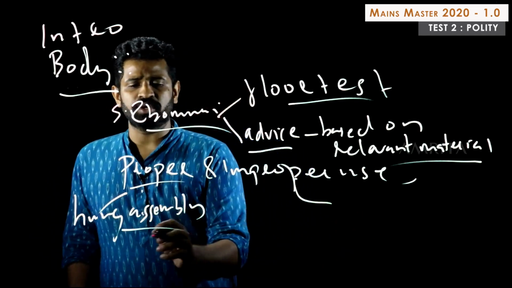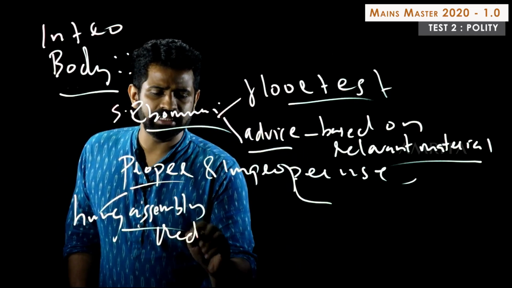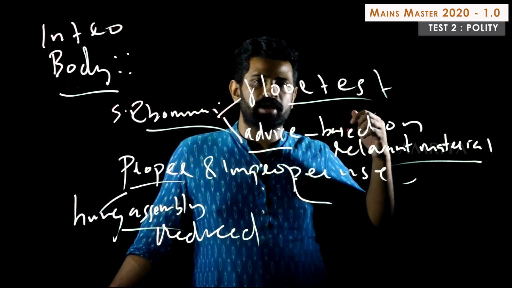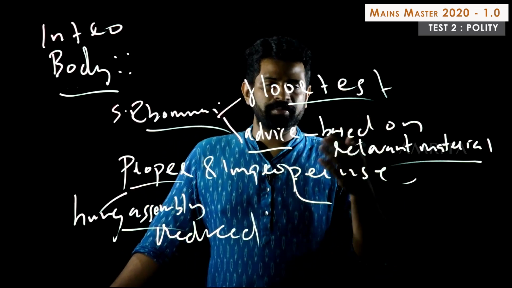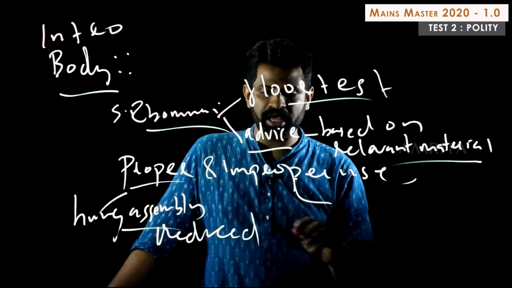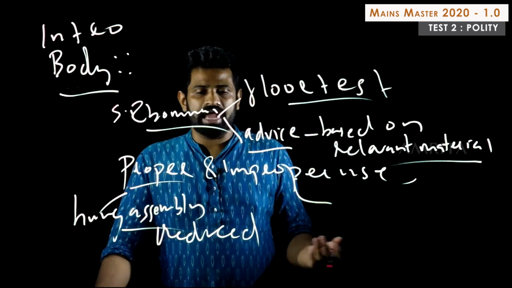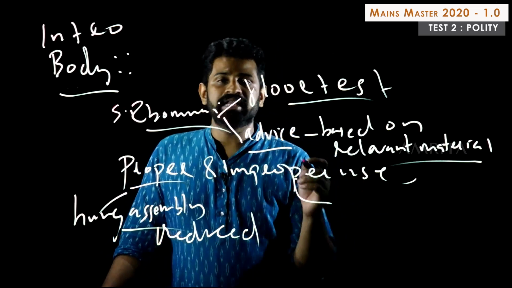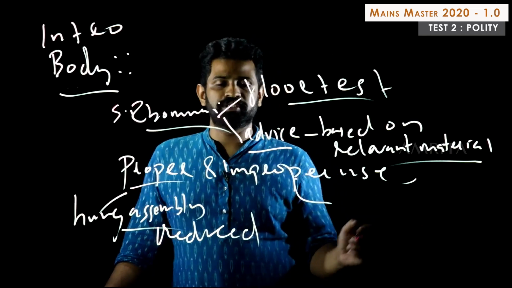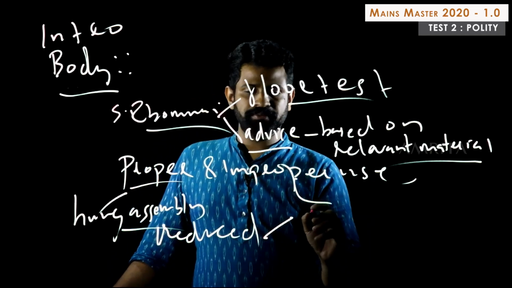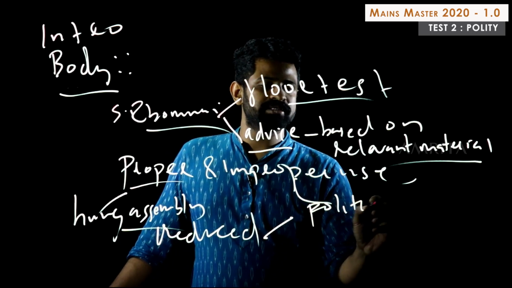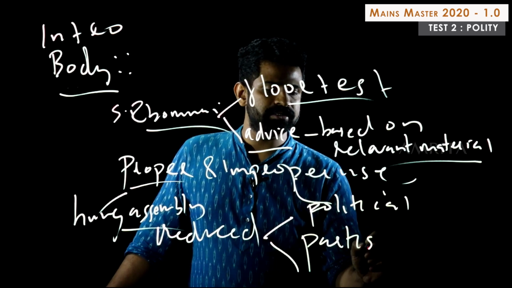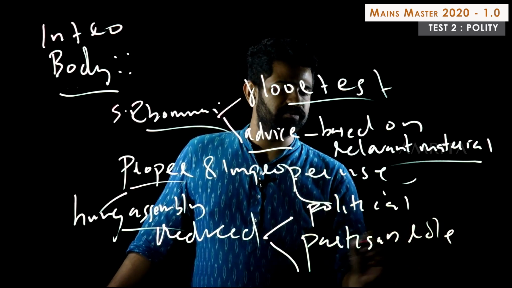Then you could say that this reduced the instances of misuse, but recent examples of improper use of Article 356 in Arunachal Pradesh, Karnataka, etc. amply show that it still continues. The reason for the continuation of misuse could be attributed to political reasons that would always remain. The other is the partisan role of the governor.